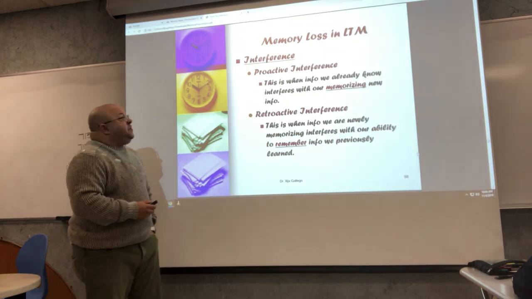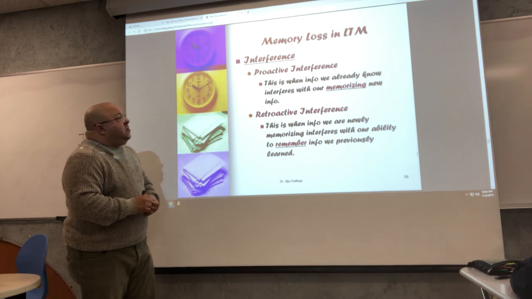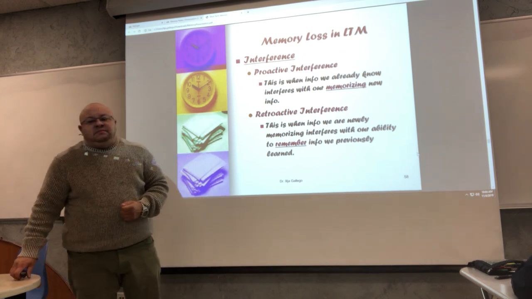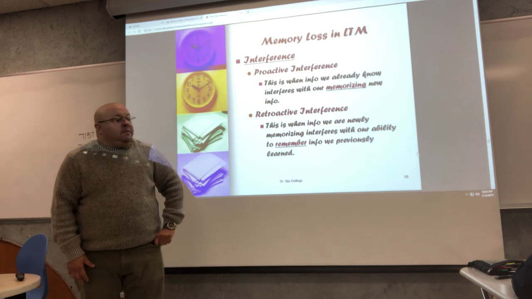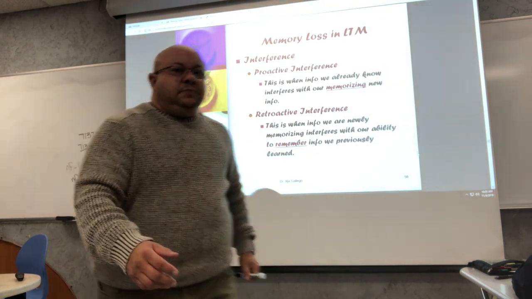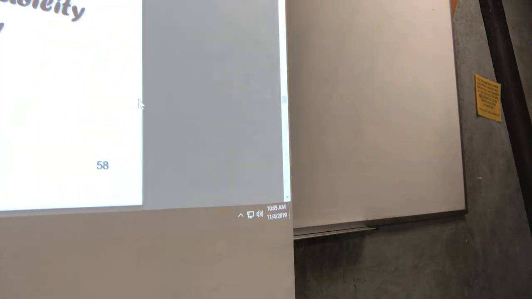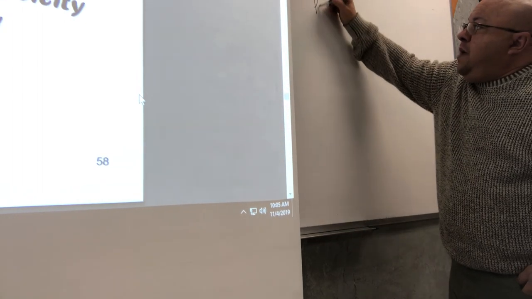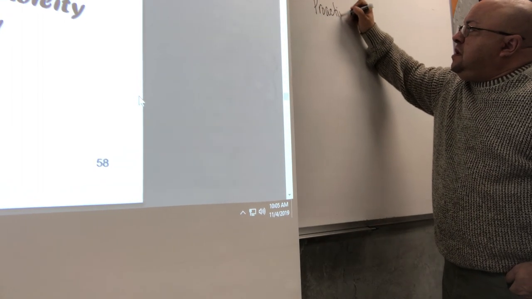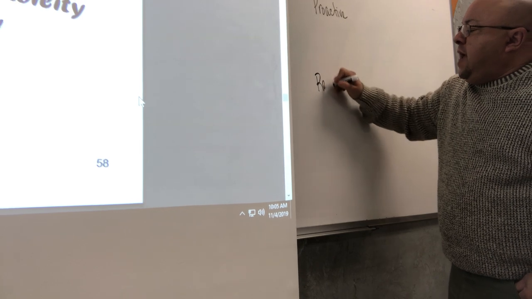All right, so interference. This is like displacement, but it's a little different. So hopefully this will capture. This is my Zoom. On my camera, my Zoom is me bringing it up. We've got to work with what we can, okay? All right, so there are two kinds of interference. The first one is called proactive interference, and the second one is called retroactive interference.